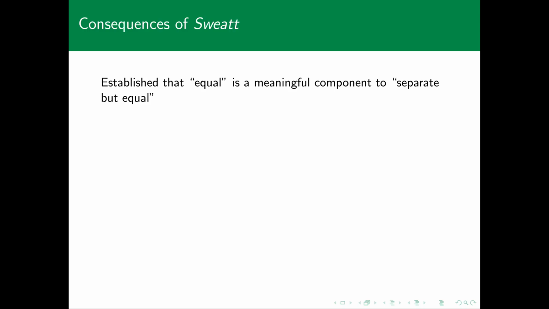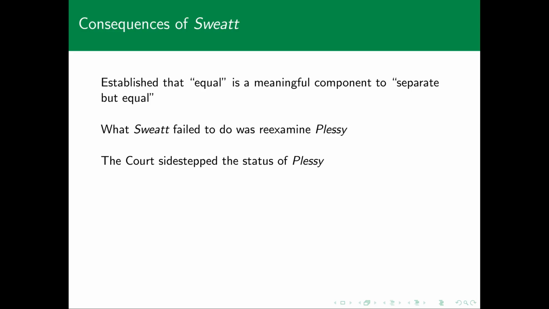Sweatt did not, however, address Plessy. So even though the court required Texas to admit Sweatt, that didn't say anything about Plessy. So separate but equal still lives here. After 1950, the court says it can live provided that equal is meaningful, and equal has a substantial and substantive meaning. They ignored Plessy here, and there are a couple of reasons they may have done this.